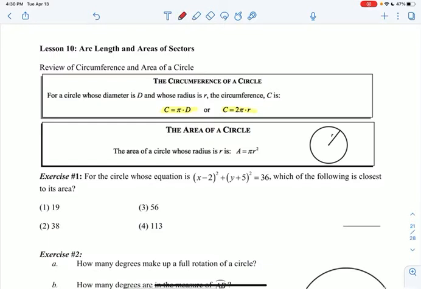Now I generally use the second formula because I'm given the radius, but either one is absolutely fine because you know that the diameter is just 2 times the radius anyway. So that's why both formulas work.